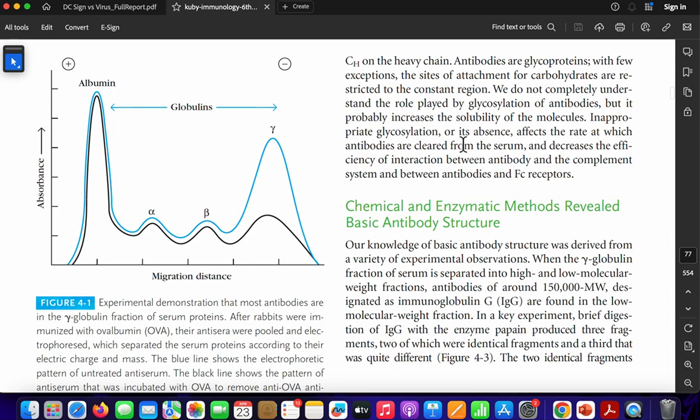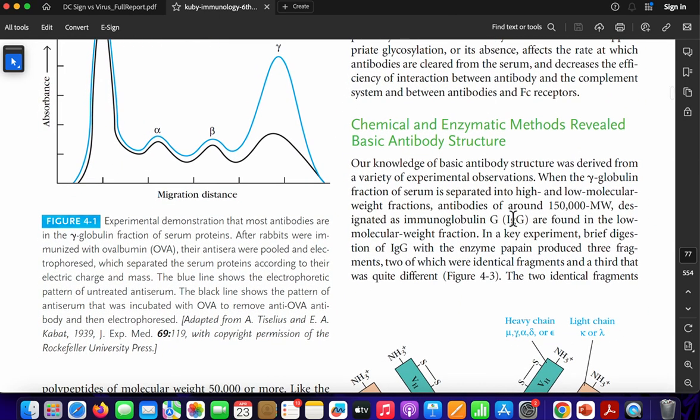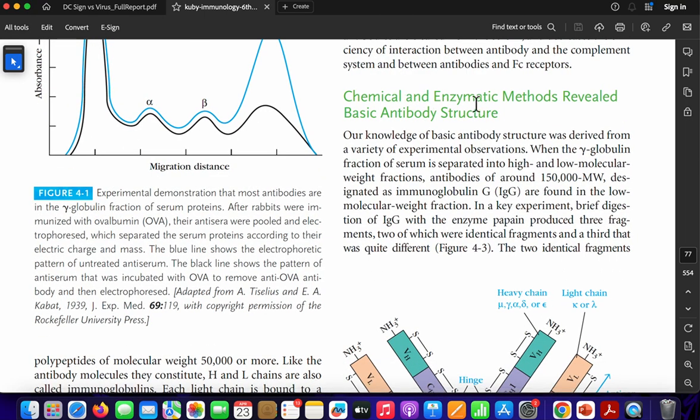Inappropriate glycosylation, or its absence, affects the rate at which antibodies are cleared from the serum and decreases the efficiency of interaction between antibody and the complement system and between antibodies and Fc receptor. So, chemical and enzymatic methods reveal basic antibody structure.